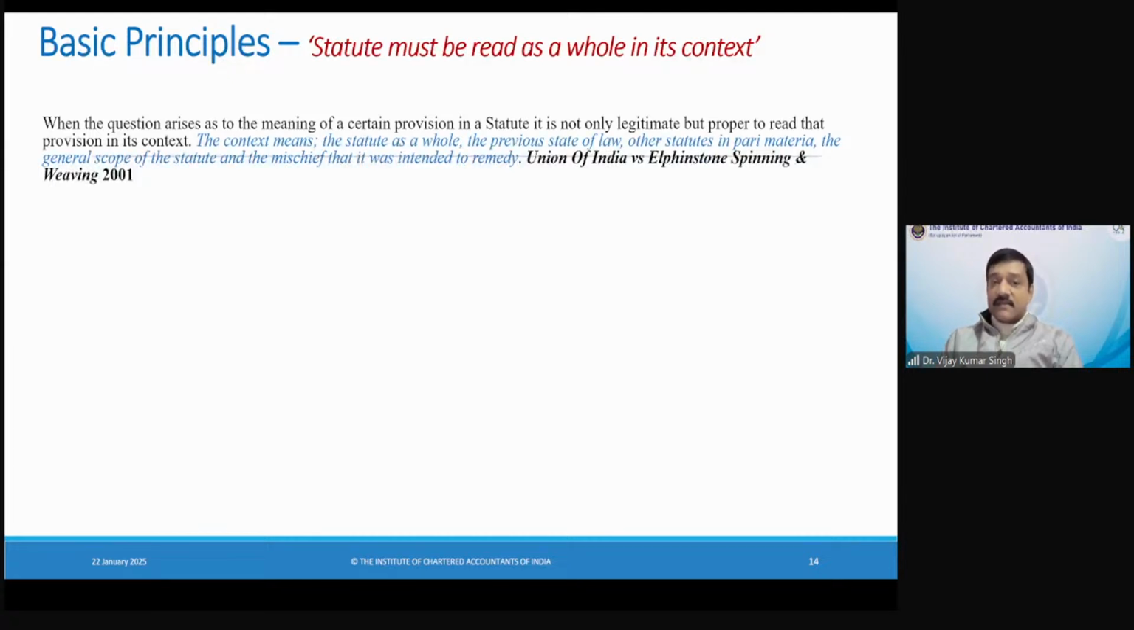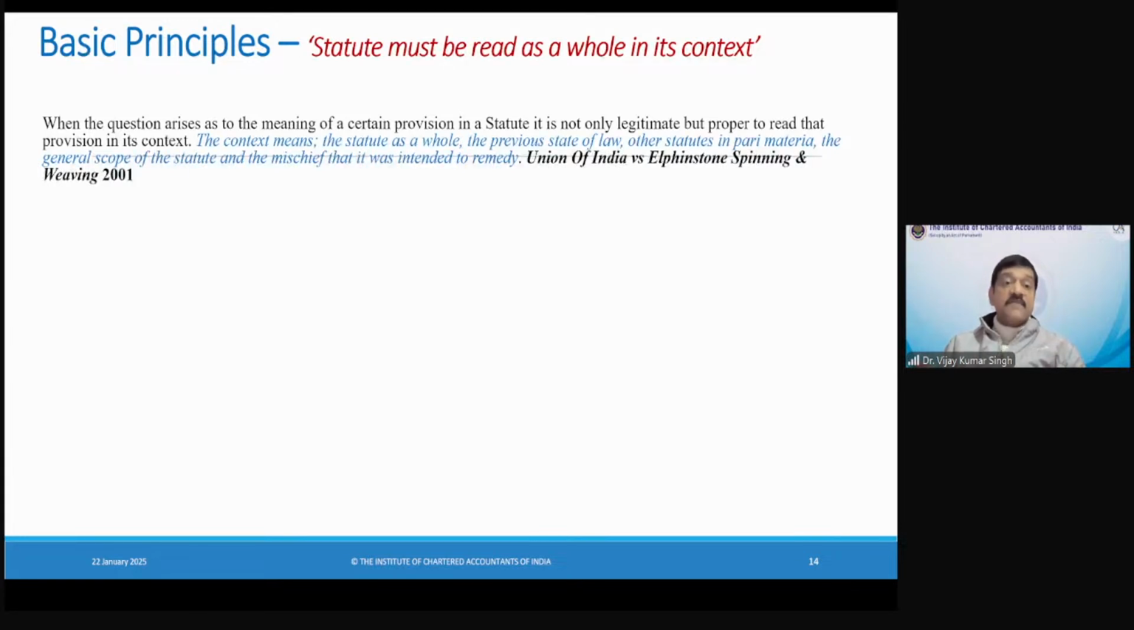When you talk about context, context means the statute as a whole, the previous state of law, what has happened before, other statutes in pari materia. When I say pari materia, it means similar statutes in similar circumstances. For example, if you talk about the ICAI Act and the ICSI Act, these two legislations may be considered pari materia because these are two professional bodies. And similarly, ICWAI, these all professional bodies got created by an Act of Parliament. And mostly these provisions are quite similar apart from the objective of these legislations. So they are considered as statutes in pari materia.